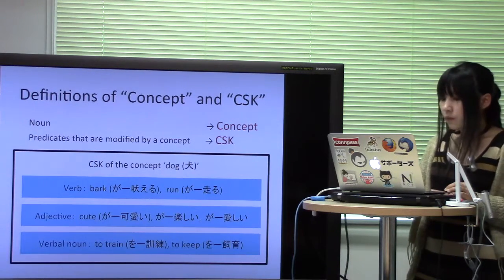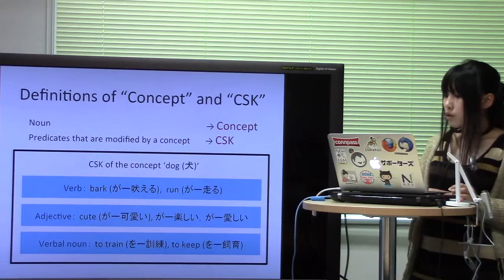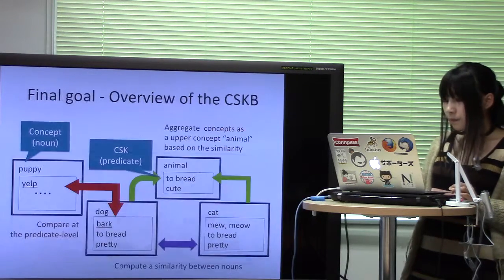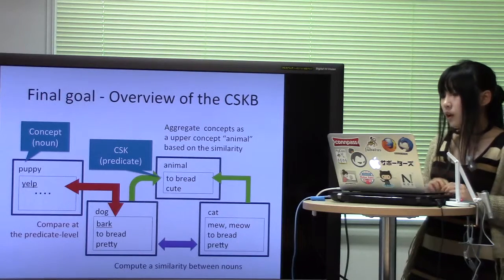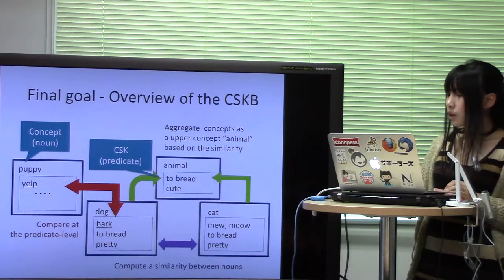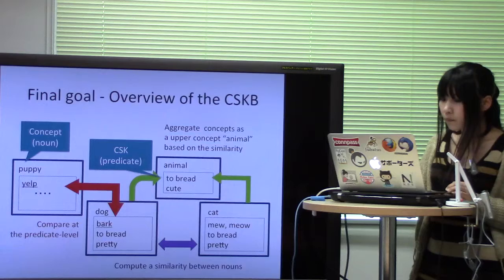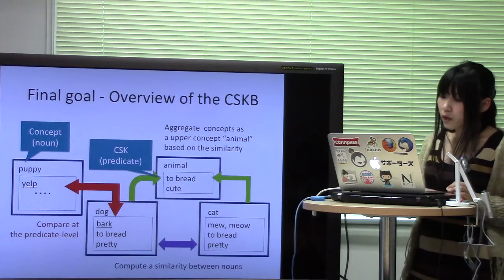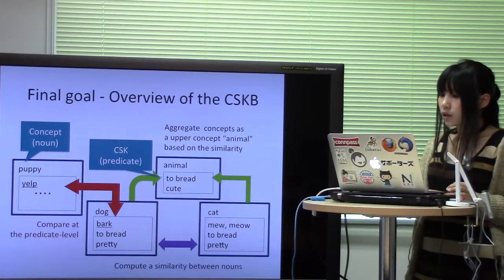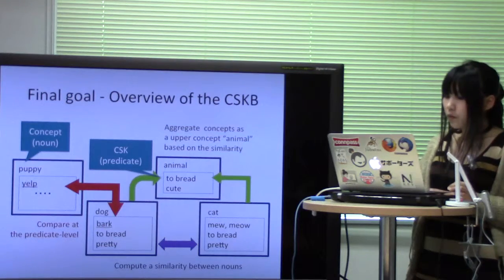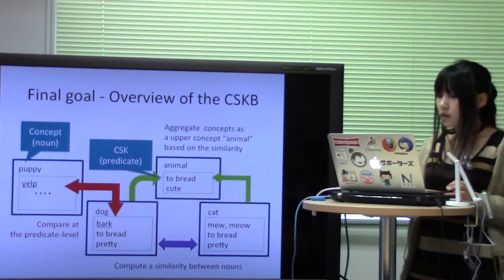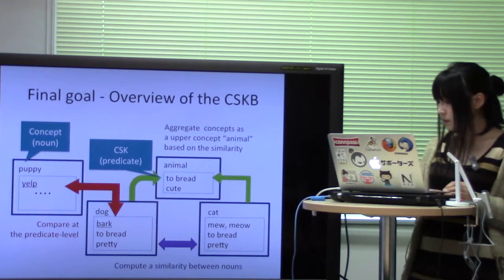As a final goal, we collect a large amount of common sense knowledge from web text, and we aim to automatically construct a common sense knowledge base that can be utilized for semantic analysis in NLP. We compute a similarity between concepts and use it as a relation. For example, the concepts of dog and cat have similar predicates, so they are similar concepts.